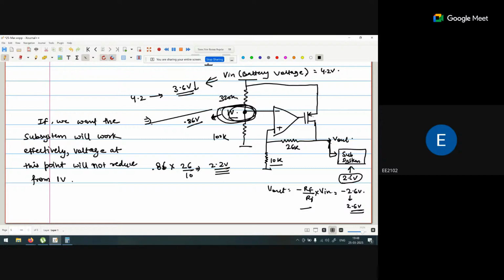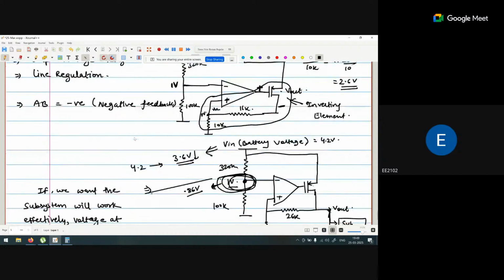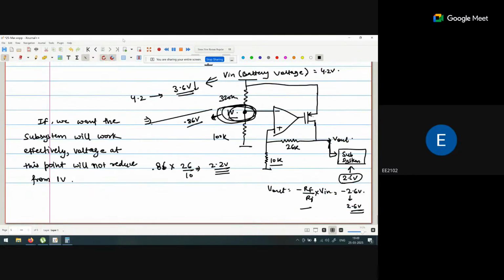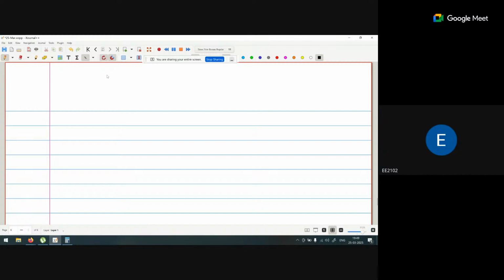Any doubt? So what should we do? We are using a band gap reference. Now, what is the meaning of band gap reference? Any idea? Have you used this particularly?